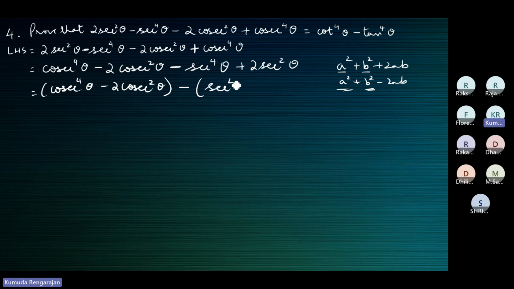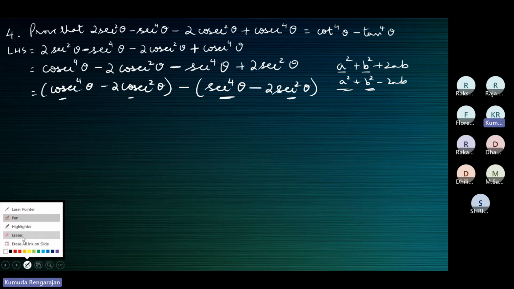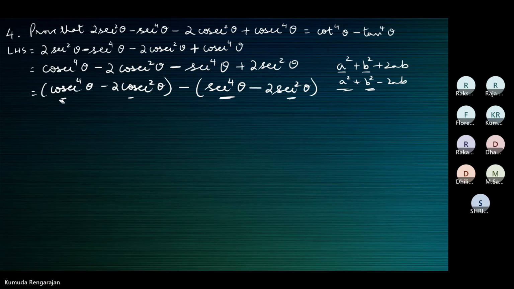Take out the minus common, and it becomes secant theta to the power 4. Minus into minus is plus, so plus 2 secant square theta. So now it's a positive a square and the middle term is minus 2ab. Now you don't have their b squares.